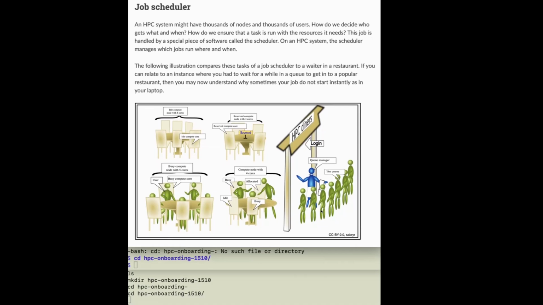A restaurant is a kind of shared resource. You come there and there are a lot of other people, and you fight for the attention of the waiter and getting your food in the right time. And this is also like on the HPC system. HPC system is a shared resource.